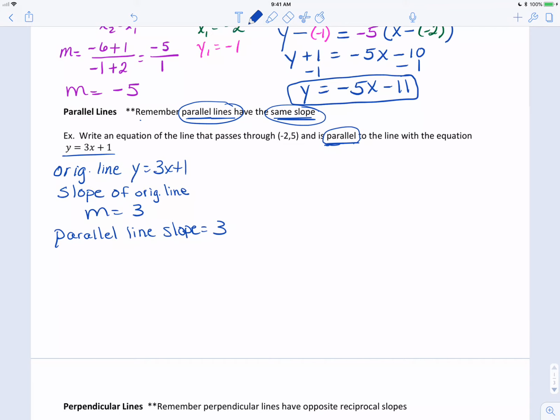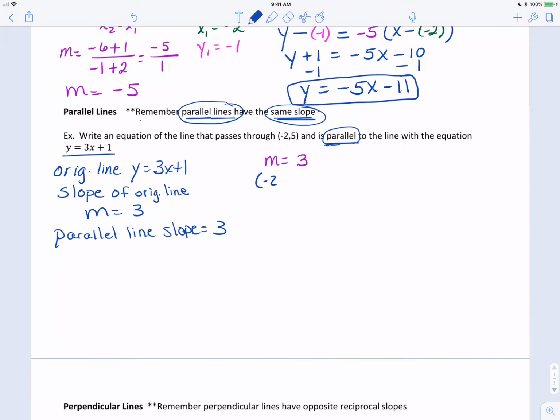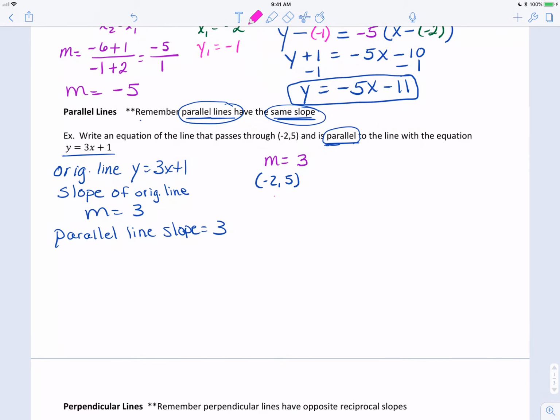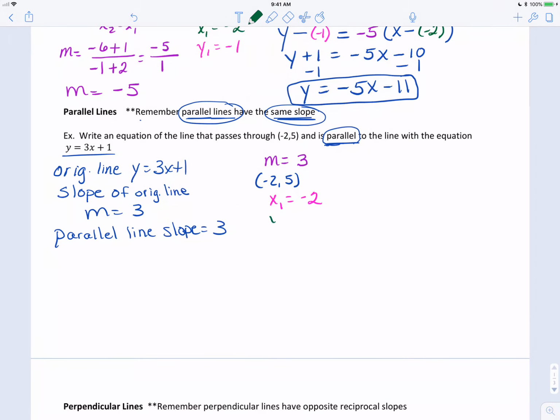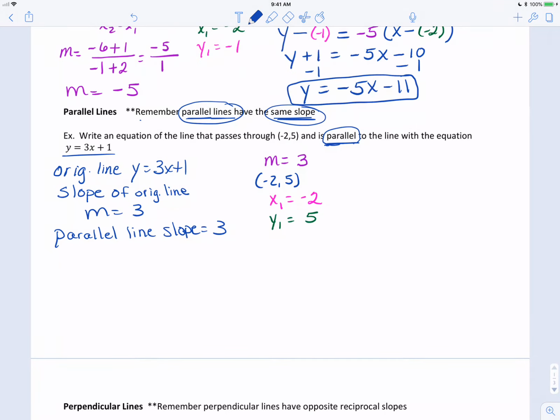So if we're going to put this information in the point slope formula, we know that our m is going to be 3. We know that a point on the line is at -2, 5. So we're going to say, and we'll try to color code this again, our x1 here for our equation will be -2, and our y1 in the equation will be 5. Okay, so that's the information we're going to use to fill out the point slope formula.